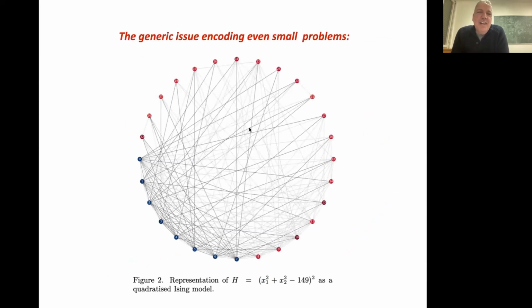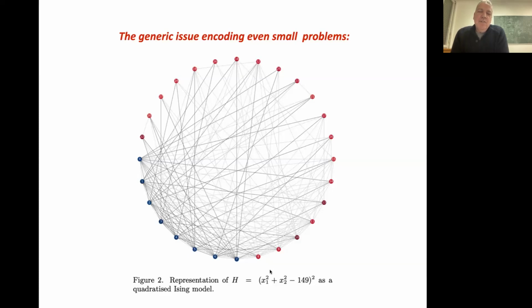Right, okay, so the problem with this technique, and we've come across this ourselves, is that if you have even a mildly tricky problem to encode, very quickly you will fill the whole annealer. What I'm showing you here is that we've encoded this particular problem. We want to find the solution to the equation x1 squared plus x2 squared equals 149. And to do it, you can encode it as the square in the Hamiltonian.